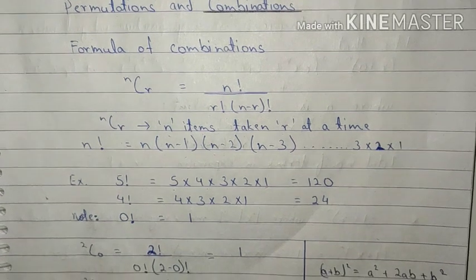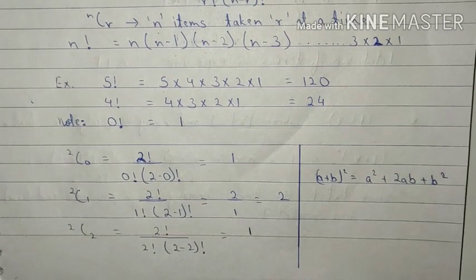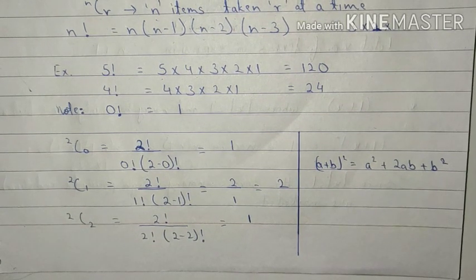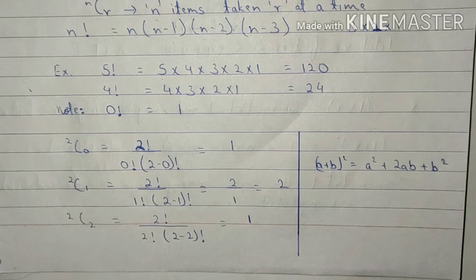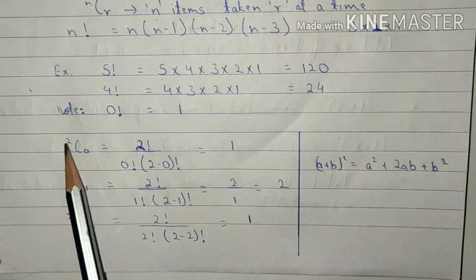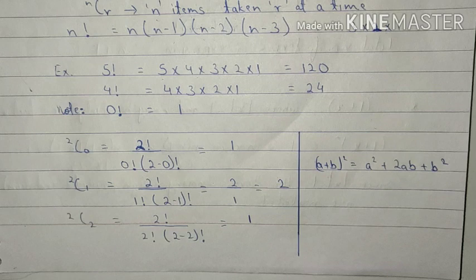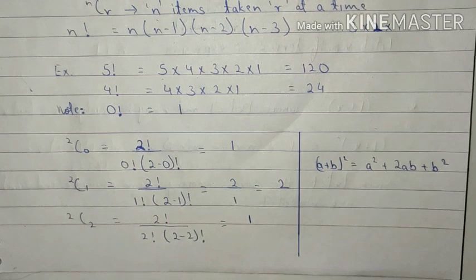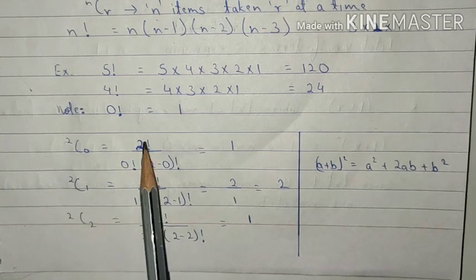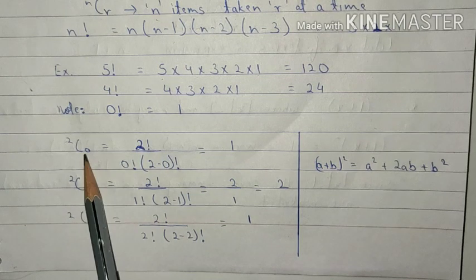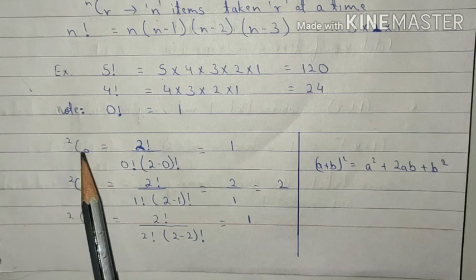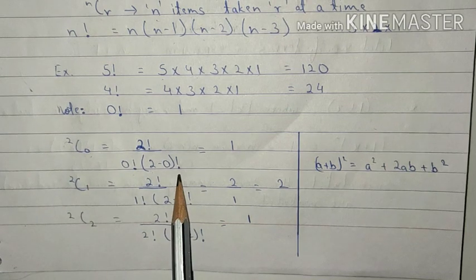Now, let's apply this and find out a few values. Suppose we take the value of n as 2 over here and r as 0 over here. That is, we have to find out the combination for 2C0. So, putting it in the above formula, what do we get? 2 factorial upon 0 factorial into (2 minus 0) whole factorial.